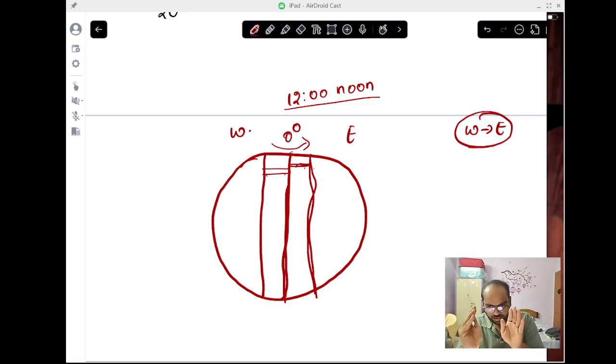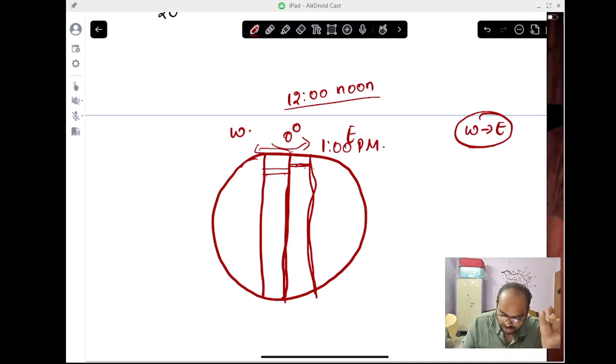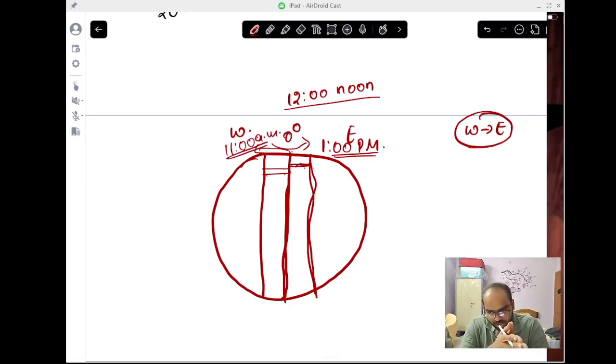So it is 12 noon at 0 degree, and 1 hour towards east, it would be 1 p.m. 1 hour on west, it would be 11 a.m. So we use longitudes to determine places and also to determine time.